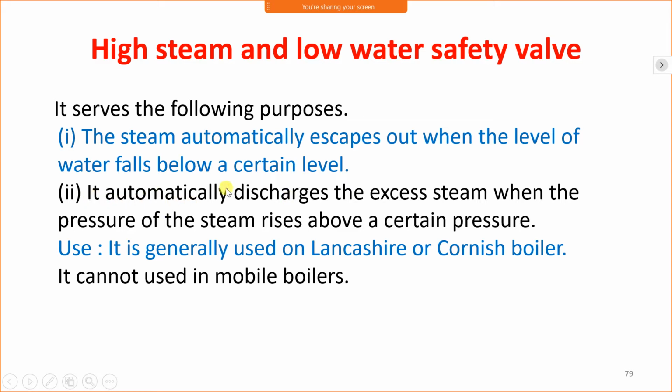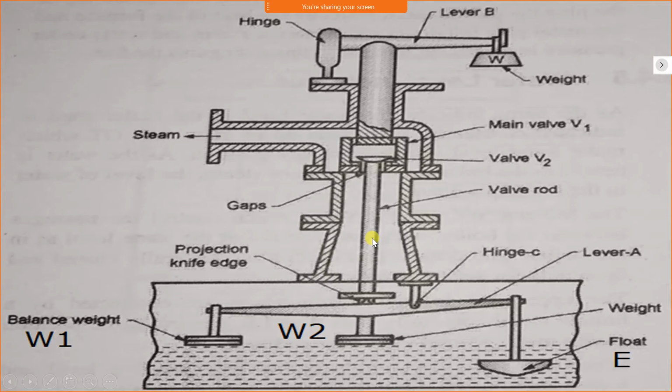Second function, it automatically discharges the excess steam when the pressure of the steam rises above a certain pressure. If the steam pressure rises above the working pressure of the boiler, then it automatically discharges the steam, so that it can come back to the working pressure. Use: it is generally used on Lancashire or Cornish boilers. It cannot be used on a mobile boiler.